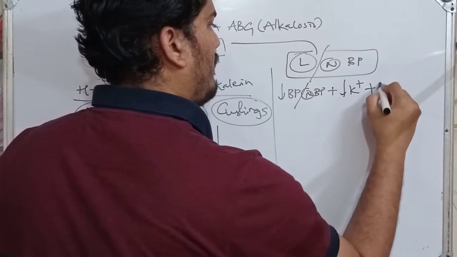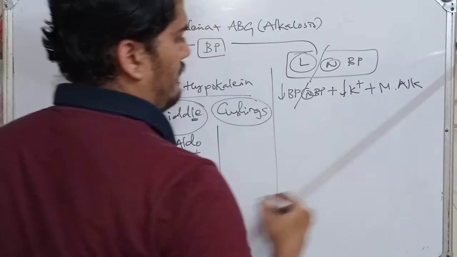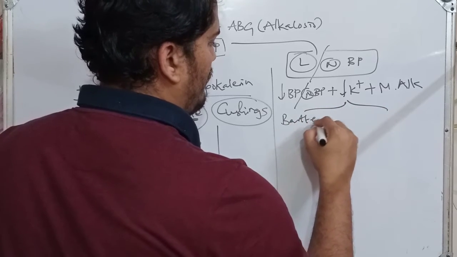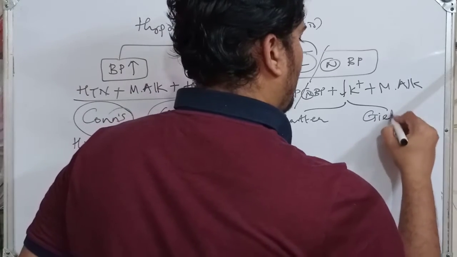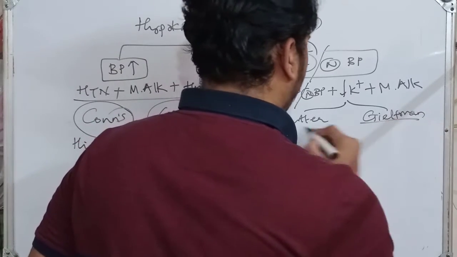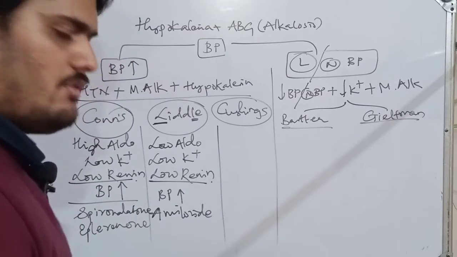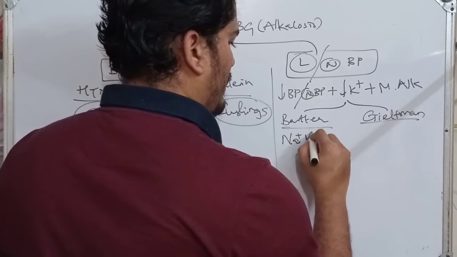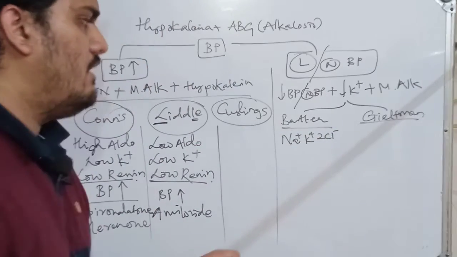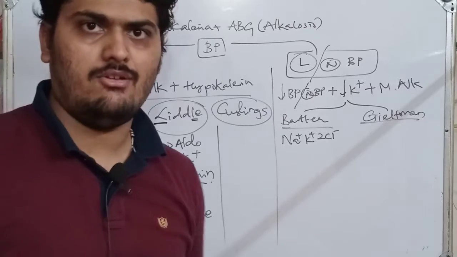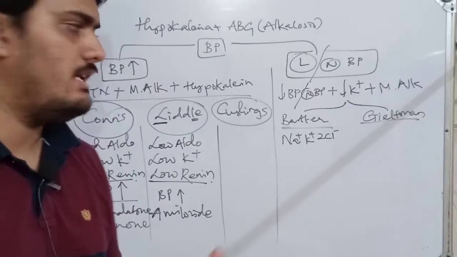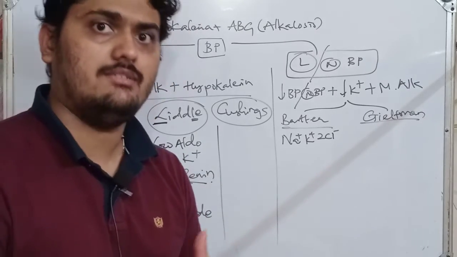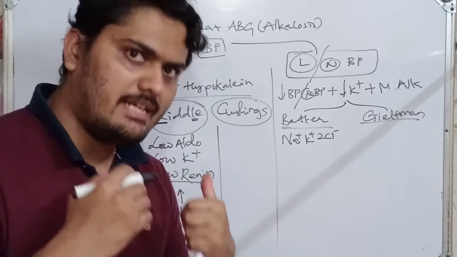hypokalemia with metabolic alkalosis. And there are two important differential diagnoses here. What are these? One is Bartter syndrome, next one is Gitelman syndrome. As you know, Bartter syndrome, which channel is defective? It is the three important channels, that is sodium, potassium and 2-chloride channel. So any drug which acts on this, yes, the loop drug, that is furosemide. So here the clinical feature typically will be like the furosemide toxicity or furosemide effect.